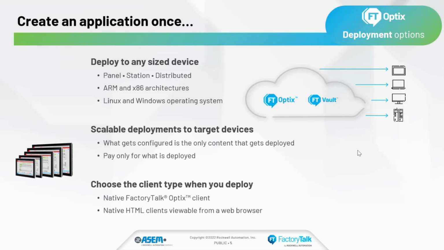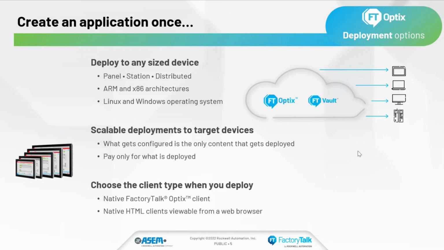FactoryTalk Optix is built off the ARM architecture. Well, the Optix panels are. All right, and FactoryTalk Optix applications can be run on any platform that supports Linux or Windows operating systems. The applications are scalable, and we'll go into the scalable runtime licenses in a bit and where to find the calculator for that. But essentially, the customer only pays for what they use.